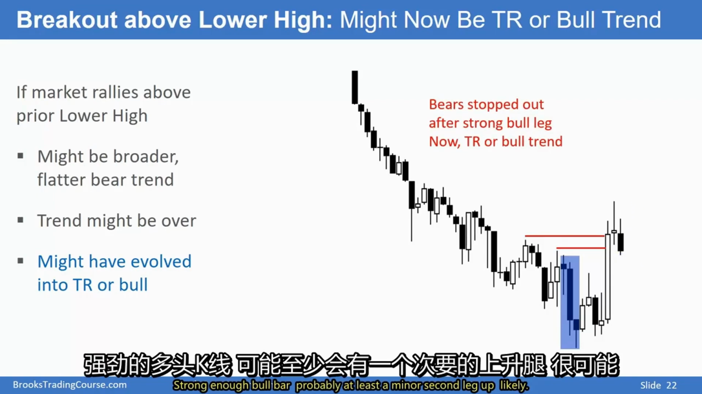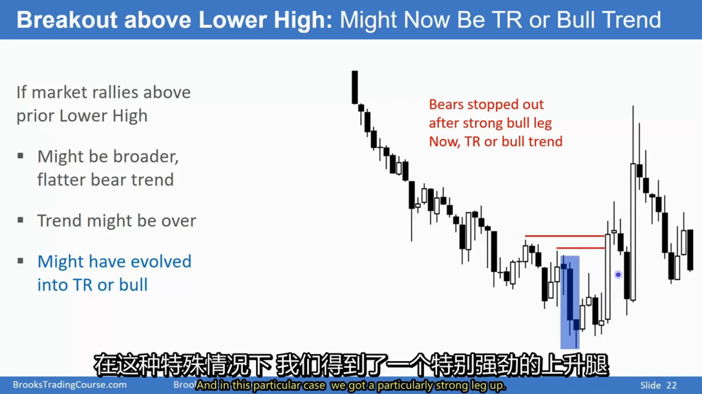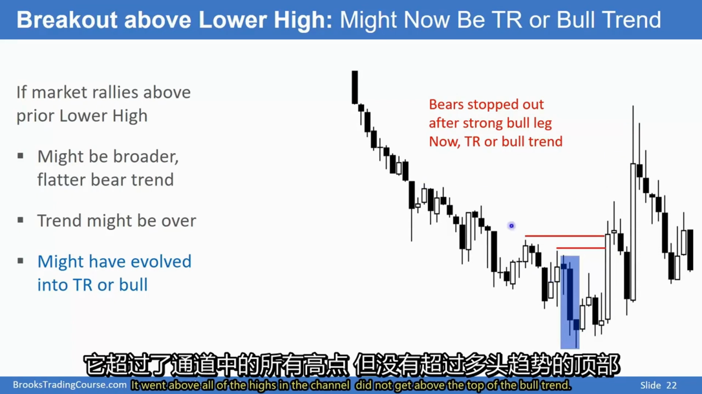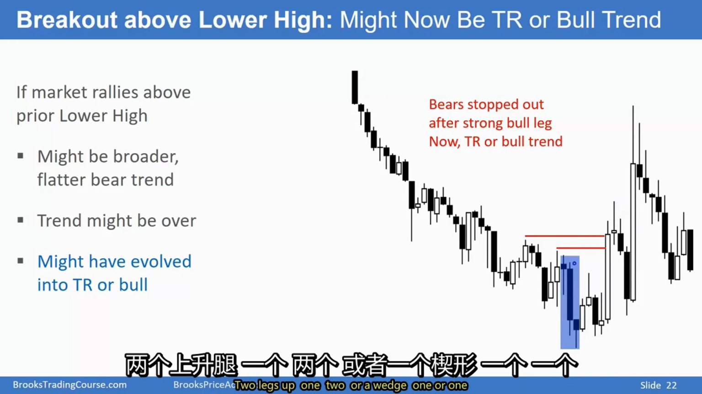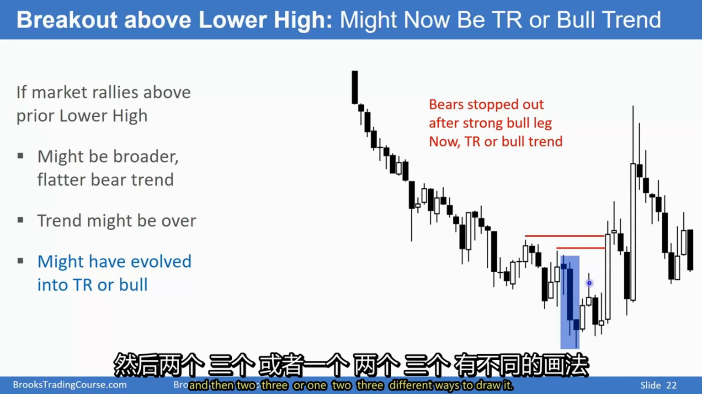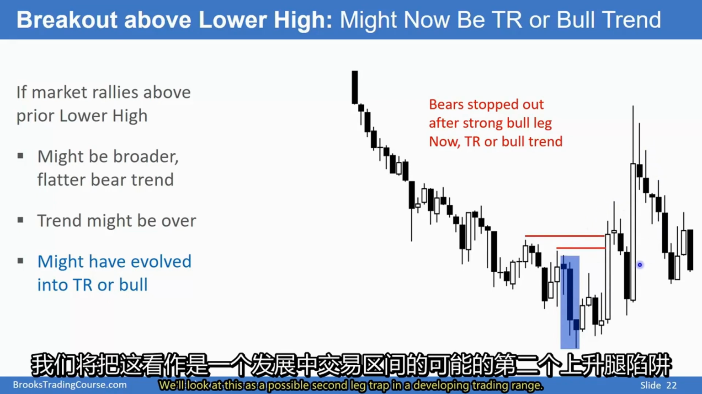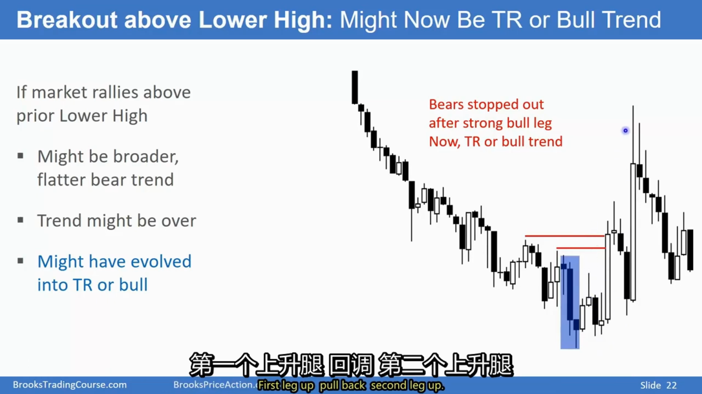Strong enough bull bar, probably at least a minor second leg up, likely. And in this particular case, we got a particularly strong leg up. It went above all of the highs in the channel, did not get above the top of the bull trend. So what to do? Well, a lot of traders would sell below that bar. 2 legs up, 1, 2, or a wedge, 1 or 1, and then 2, 3, or 1, 2, 3, different ways to draw it. We'll look at this as a possible second leg trap in a developing trading range.